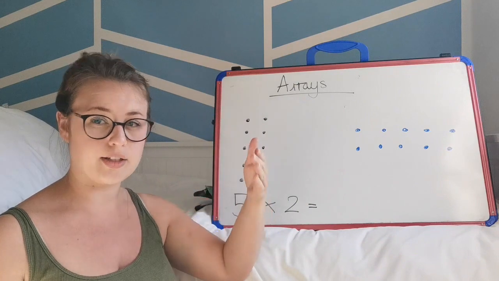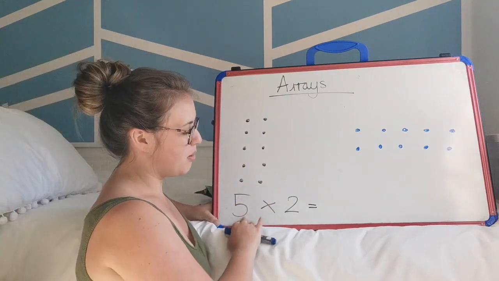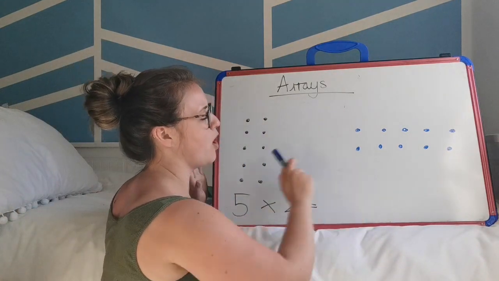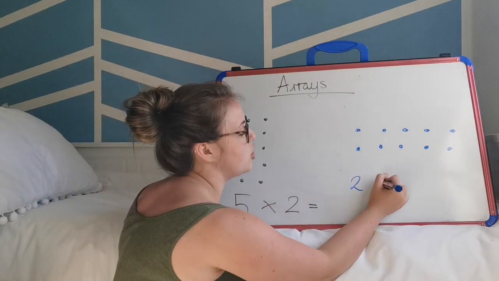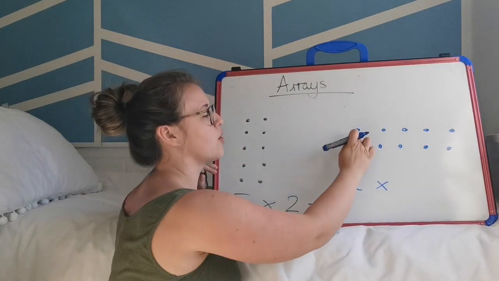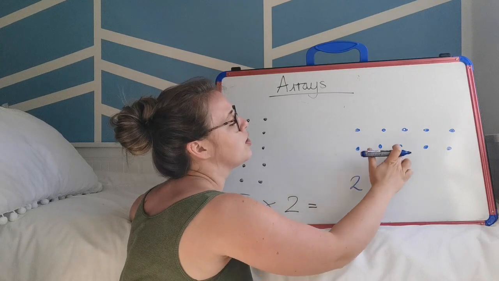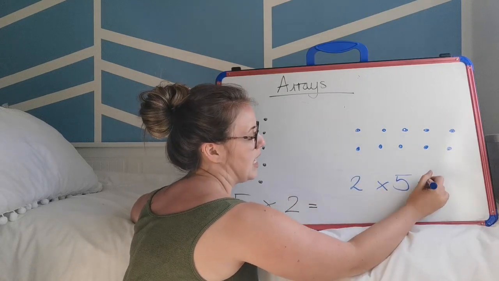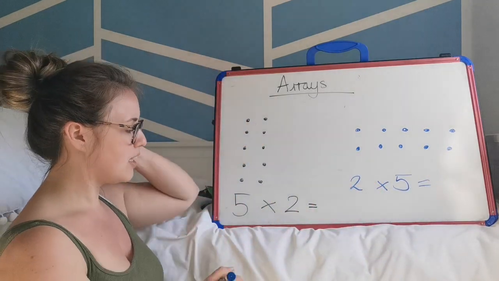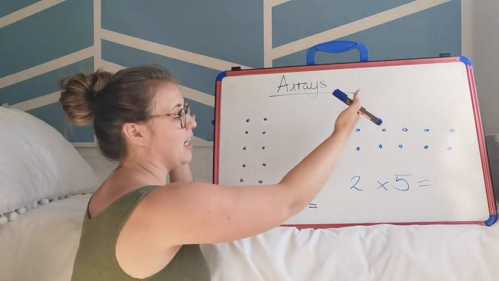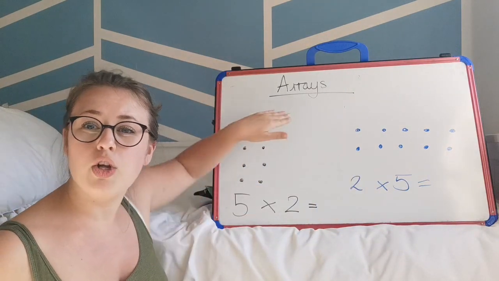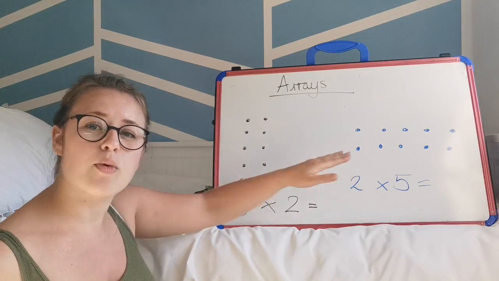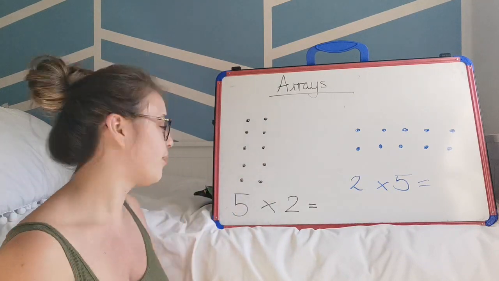So rows first, then columns. So this one I would read as 2 rows. So this is 2 groups of, or 2 lots of, 1, 2, 3, 4, 5. 5 columns in each. So the same numbers, they would both make the same answer, 10, but they both look different, and that's why they need to be written differently.